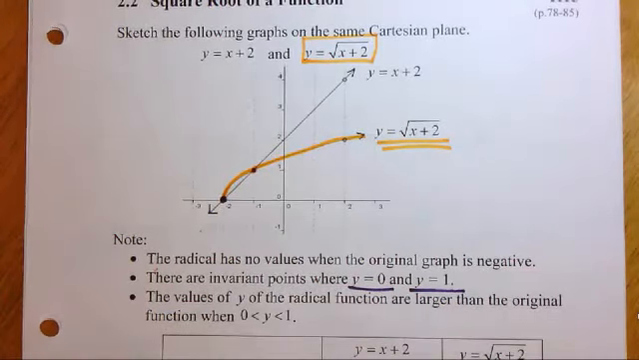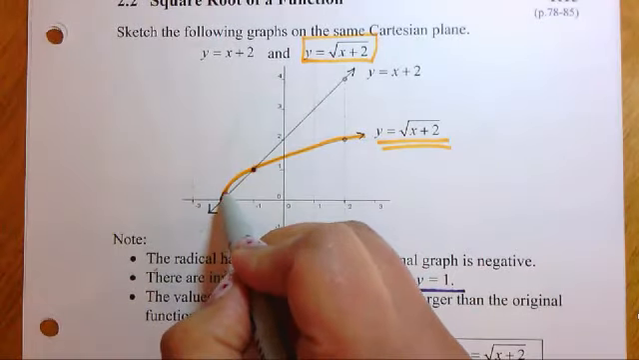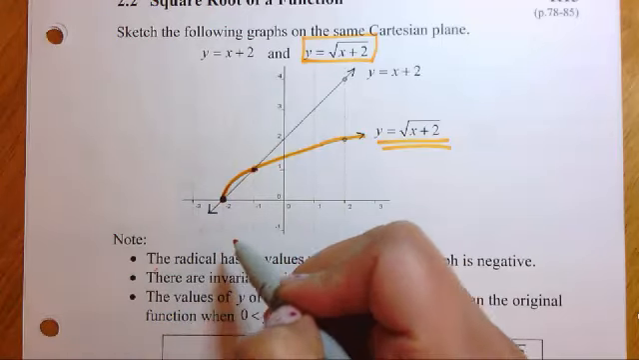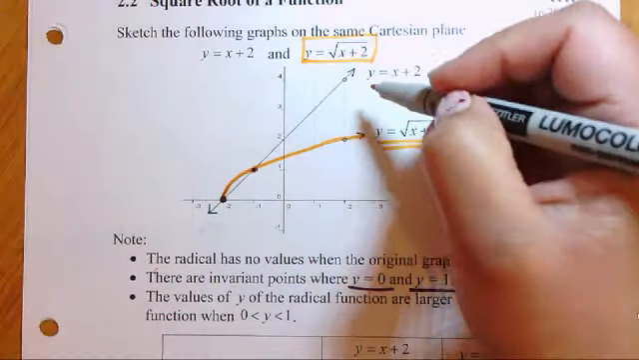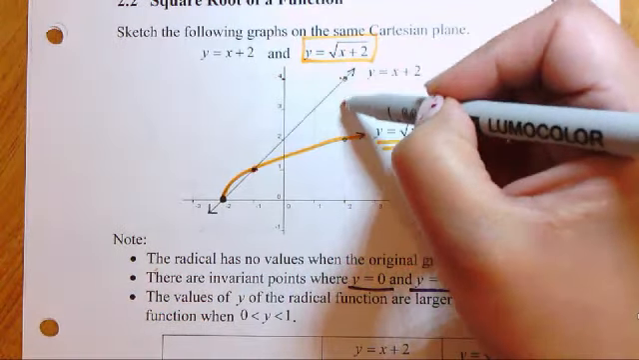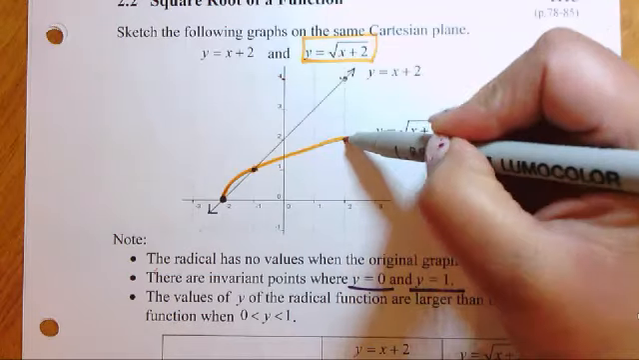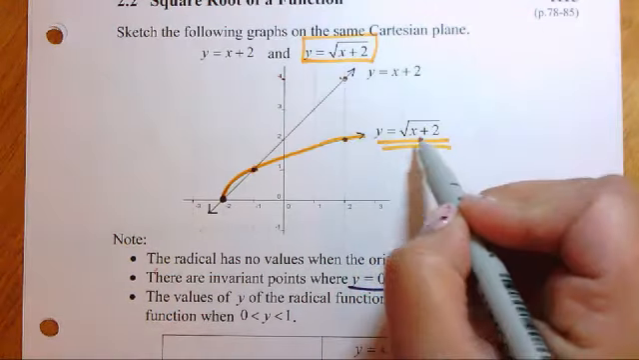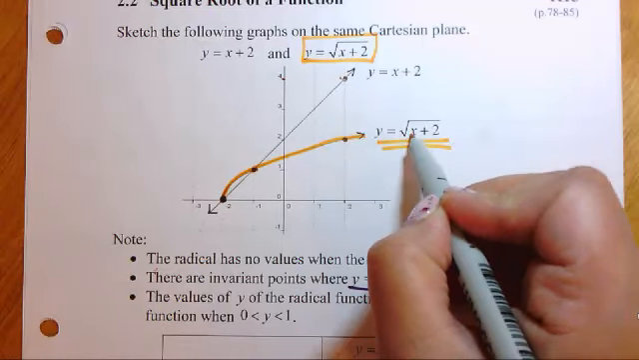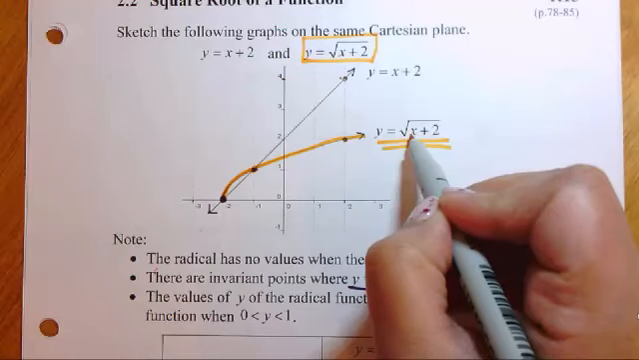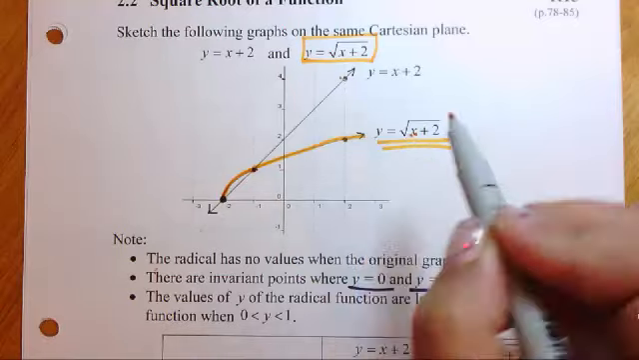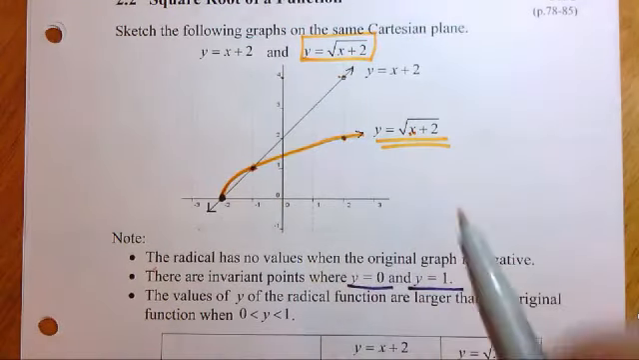When you're drawing your sketches, you're going to have this little bump up here above the y equals 0 and y equals 1 points. If you notice right here, the y value is 4, and directly below it, the y value is going to be 2. That's if we have x equals 2. If we plug in a 2, 2 plus 2 is 4, and the square root of 4 is 2. So we end up with x equals 2, y equals 2 right there.